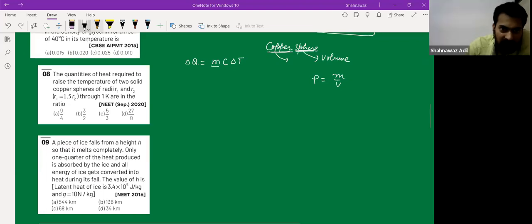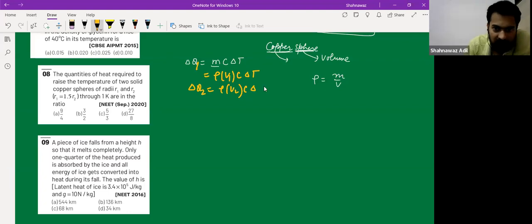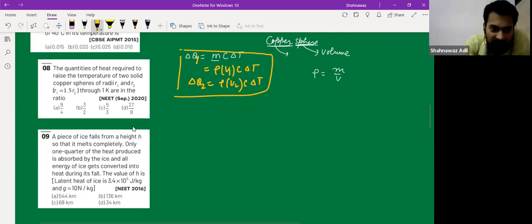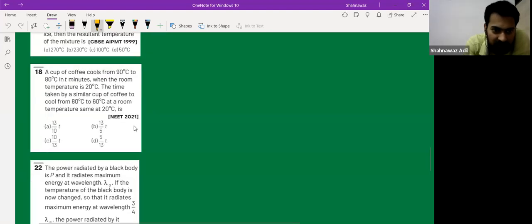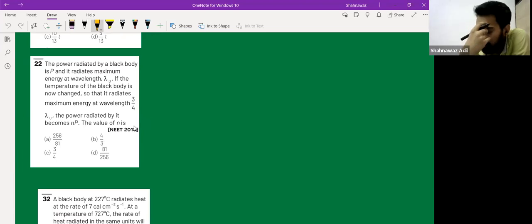Yes, anyone else, guys? Any problem in this question? What we will do is that for Q1, you calculate rho and then rho V1 c delta T. And for delta Q2, you calculate rho V2 c delta T. And delta T is given as 1 Kelvin. Right, guys? So this is how you will do this problem. Okay, so no one is replying, so let me move ahead and do this problem. I will give you all the other problems as your homework. Okay, so let us see this question.